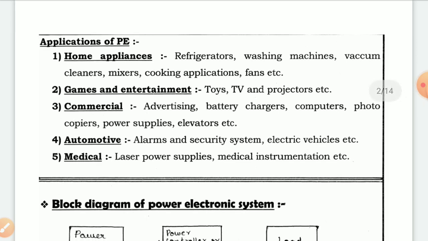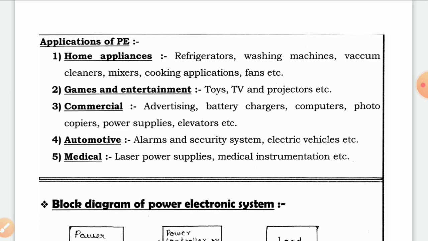The computer is also an electronic device, so there also you'll find the application of power electronics. Photocopiers or Xerox machines, power supplies, that is SMPS, UPS, elevators, etc. These are some of the commercial applications of power electronics.